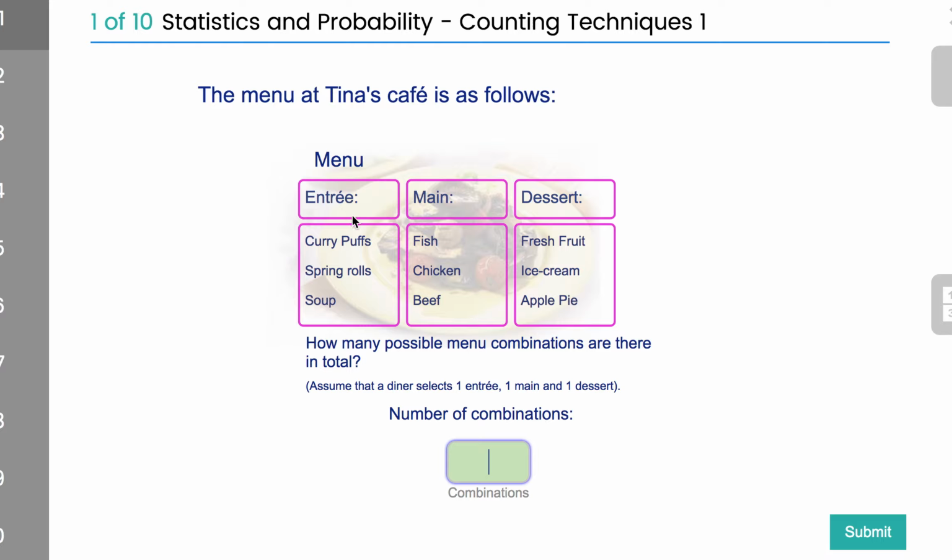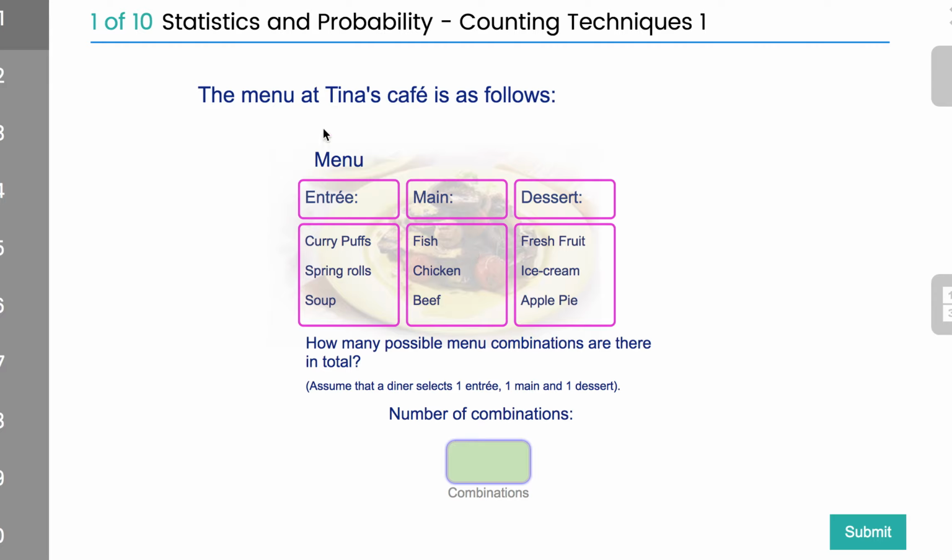Okay. Well, if you remember back to the trousers and shirts one, to work out how many different combinations there were, you just multiplied the trousers and the shirts together. So there were 3 entrees and 3 mains. That gives you 3 times 3 is 9 different combinations of entree and main. If you don't believe me, you've got curry puffs and fish, curry puffs and chicken, curry puffs and beef. That's 3. Spring rolls and fish, spring rolls and chicken, spring rolls and beef. That's another 3. Soup and fish, soup and chicken, soup and beef. That's another 3. So 3 3s are 9. And all you do have to do is multiply them together. 3 times 3 is 9.